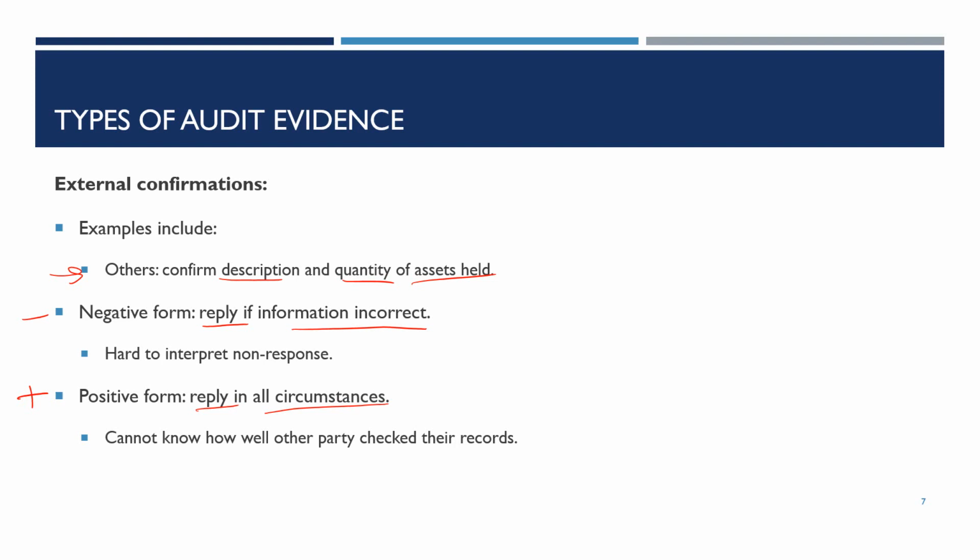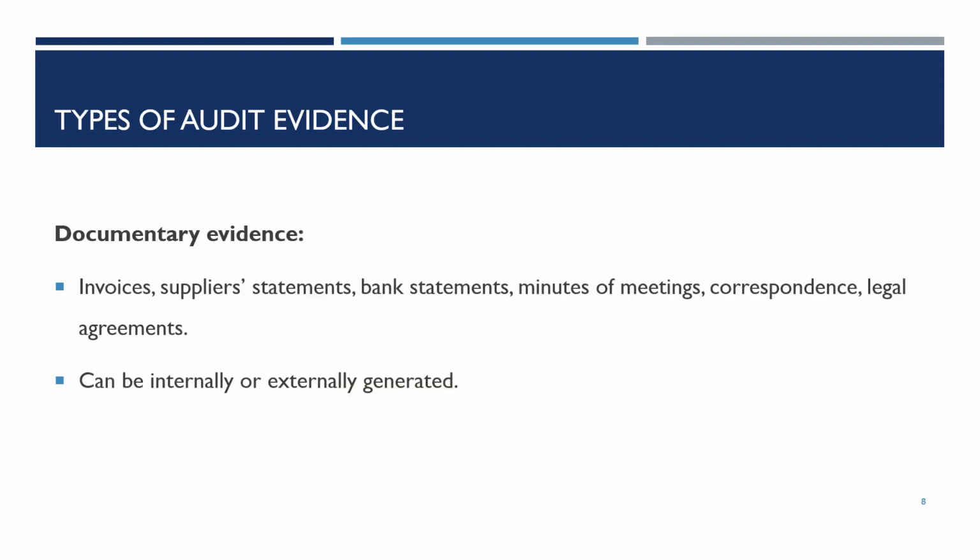Nevertheless, the effort involved in preparing and sending confirmation requests and in analyzing the responses can be quite time consuming, which often makes this a costly form of evidence. Documentary evidence includes invoices, suppliers' statements, bank statements, minutes of meetings, correspondence, and legal agreements. Documentary evidence, which may be generated internally or externally, is usually contained in entities' files and is available for the auditor's inspection on request.